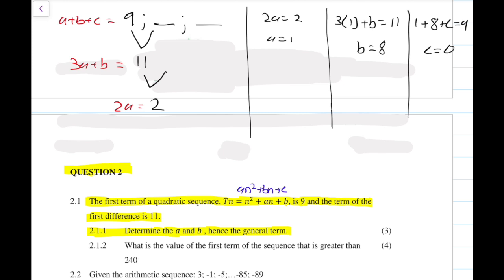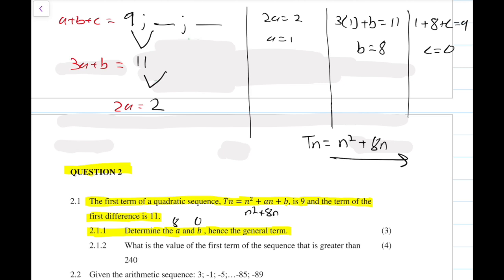So your traditional formula will read as follows. Tn is equal to n squared plus bn, which is 8n, plus 0. So just nothing there essentially. So that's our formula. So in the form that they've given us here, it's n squared plus 8n, and obviously that b value that they gave us there is 0. Alright, so we know that there. So a in the form that they gave us was 8, and b is essentially 0.